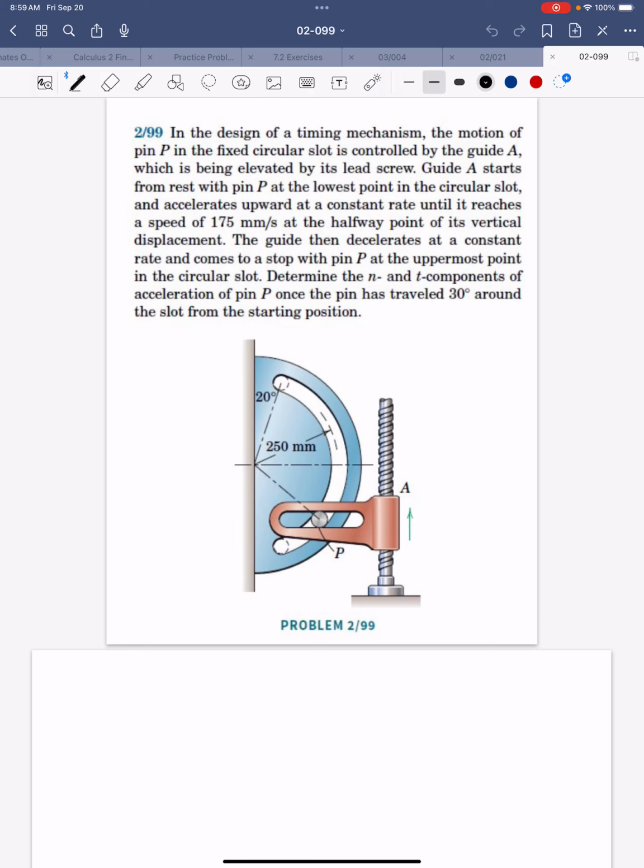Okay, so we want to solve this problem. In the design of a timing mechanism, the motion of point B is fixed in the fixed circular slot and is controlled by guide A. Guide A, and this is pin P, starts from rest with pin P at the lowest point in the circular slot and accelerates upwards at a constant rate until it reaches the speed of 175 millimeters per second at the halfway point of its vertical displacement.